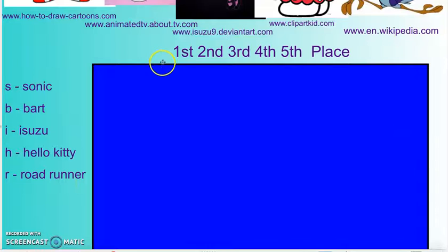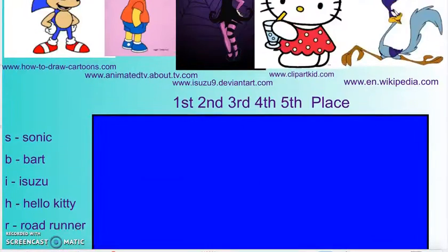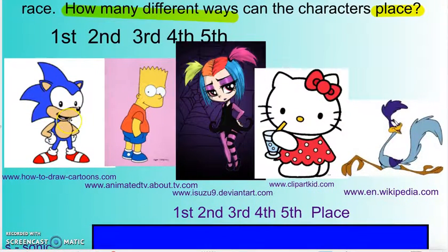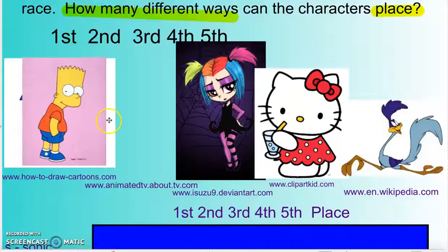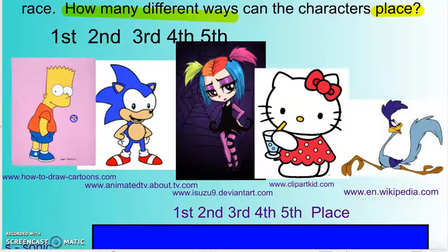So we're going to start off, and basically what this is asking you is if Sonic places first, then Bart could place second, Isuzu can place third, Hello Kitty can place fourth, and Roadrunner can place fifth. Well, what if they're in a different order? What if Bart places first, Sonic second, Isuzu still third, Hello Kitty fourth, and Roadrunner fifth? And then what if I switch it again?